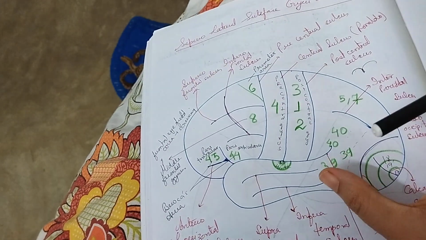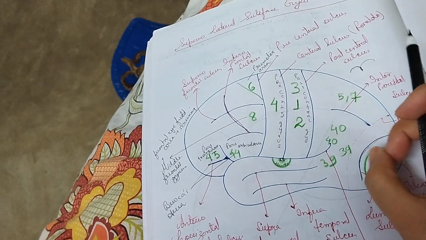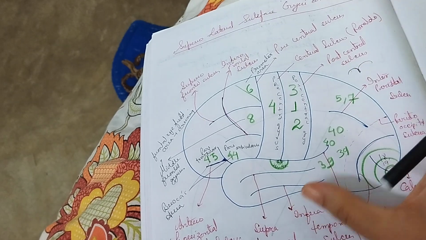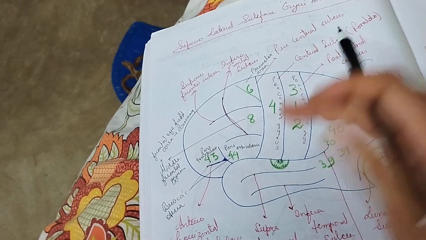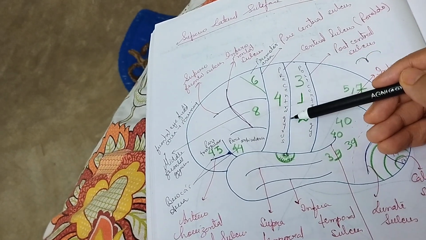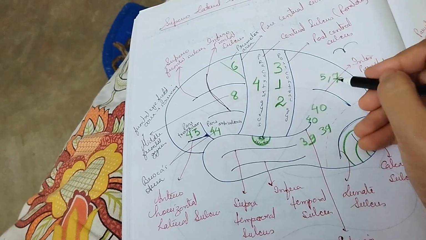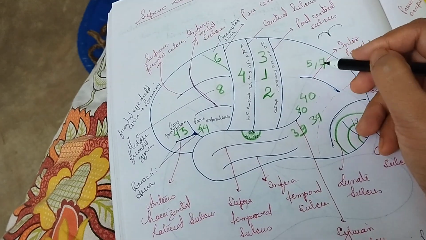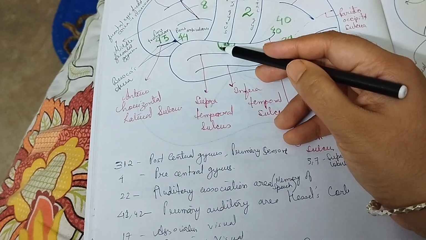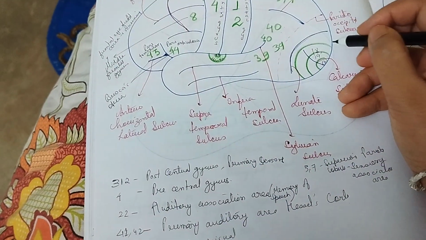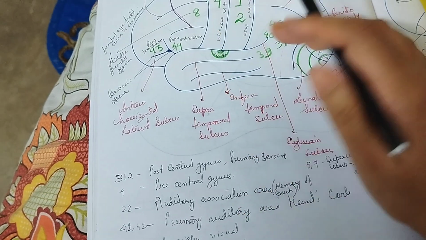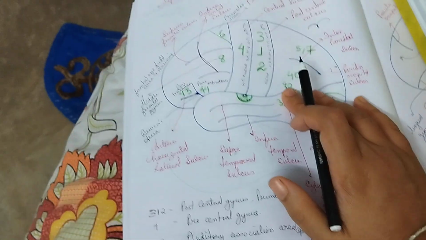Now for the gyri, this is a very easy one because it's always related to the name of the respective sulcus which is associated with it. So it is known as the postcentral gyrus, and the precentral gyrus. This one is known as the superior parietal gyrus. This is known as the inferior parietal gyrus, and so on.